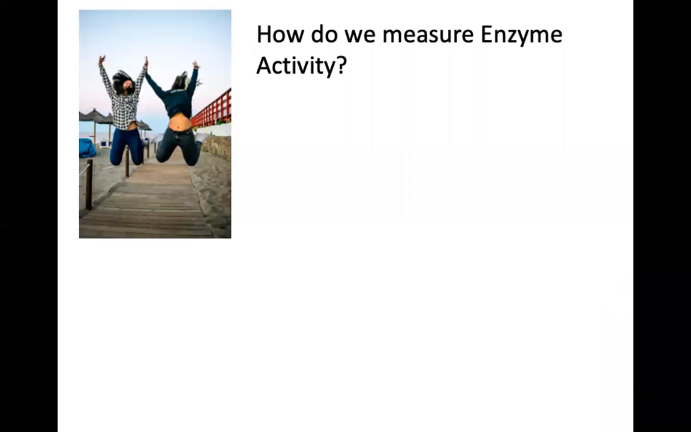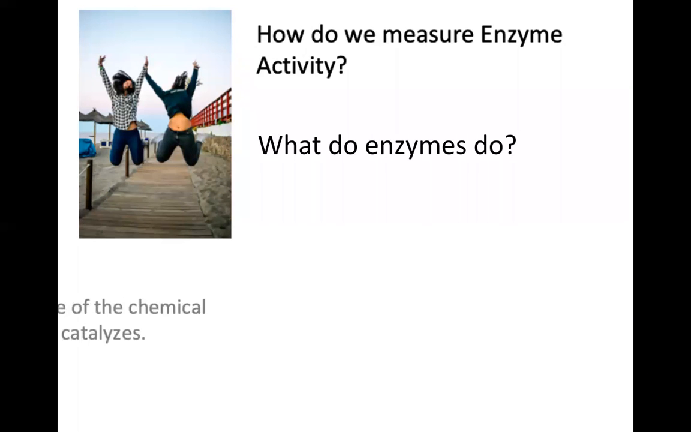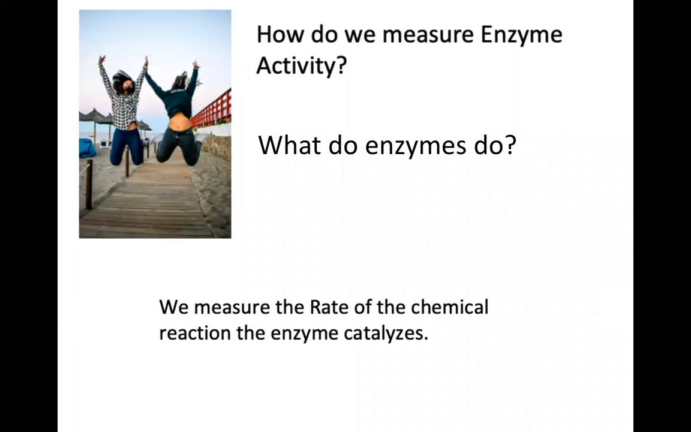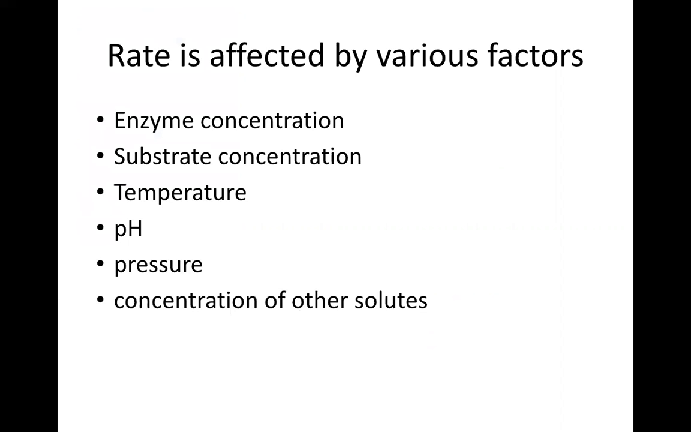So how do we measure enzyme activity? Well, in order to answer that question, you need to ask yourself, what do enzymes do? Well, they speed up chemical reactions. So how do we measure the rate of a chemical reaction? We measure the rate of the chemical reaction and we infer from it how active an enzyme is. But how do we measure the rate of a chemical reaction? We measure the amount of product which is produced over time.